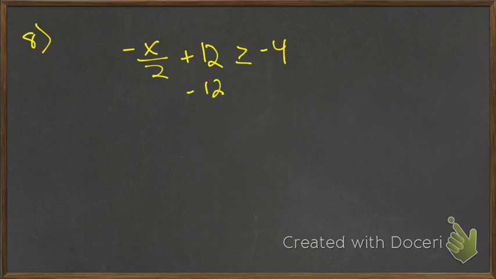Negative x over 2, and then plus 12, and then that's greater than or equal to negative 4. Awesome. What's the first step? So the first step is to subtract 18 from both sides. I thought you said it was 12. Oh wait. Is it 12? That's a different problem, my bad. We can't see if we got it right.